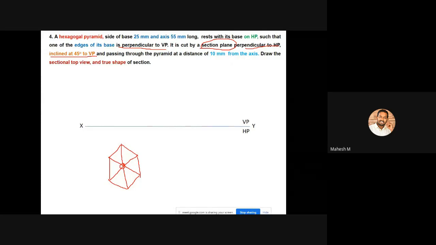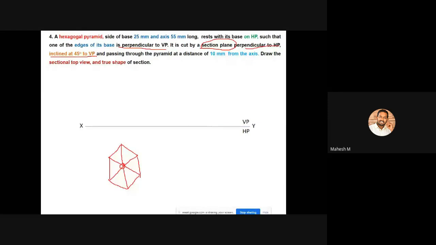For today's class he is absent, and passing through the pyramid at a distance of 10 mm away from the axis. Okay, so roll number 4. Yes, sir.